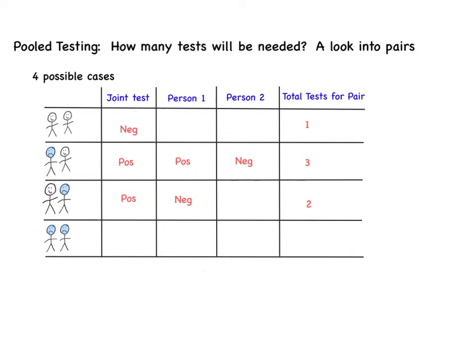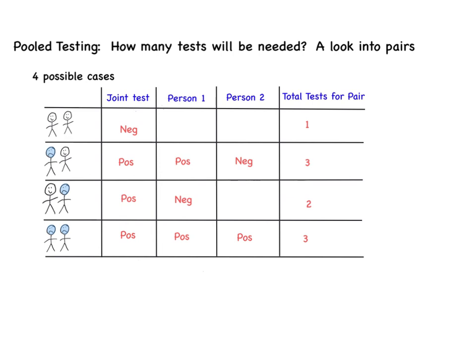In the final case, both people had the virus. So when we run the joint test, that will come out positive. We then run a test on person 1. That will come out positive. So do we have to run another test? Well, we don't know whether person 2 has the virus or not. So we still have to run a 3rd test on person 2. And this will come out positive.